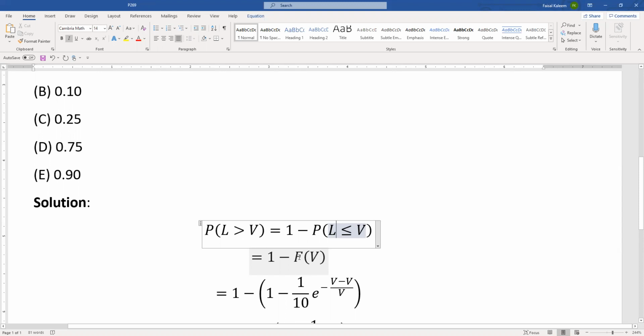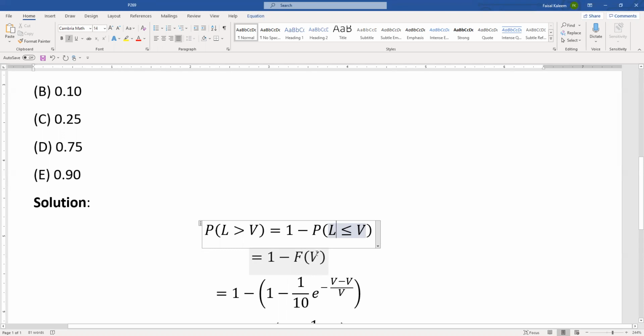that's F of V. So just remember, usually we have things like probability X is less than or equal to 40. So imagine this is X and this is 40. So that is big F of 40. So here L less than or equal to V, so that'd be big F of V.